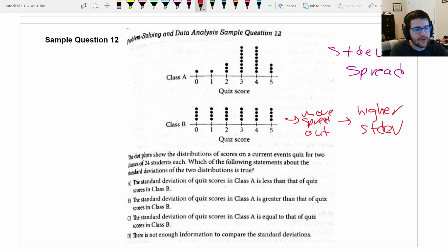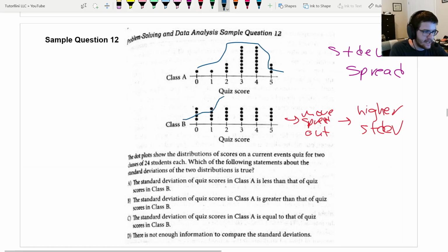They'd only be equal if they were geometrically the same. Like if this one was all flat and this one was all flat, or like this one was shaped like this and this one was exactly shaped like that. So only if they look like mirror images of each other do they have the same standard deviation.